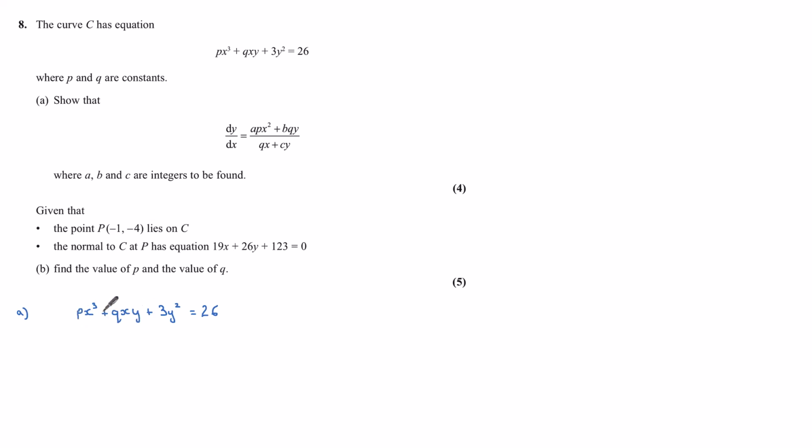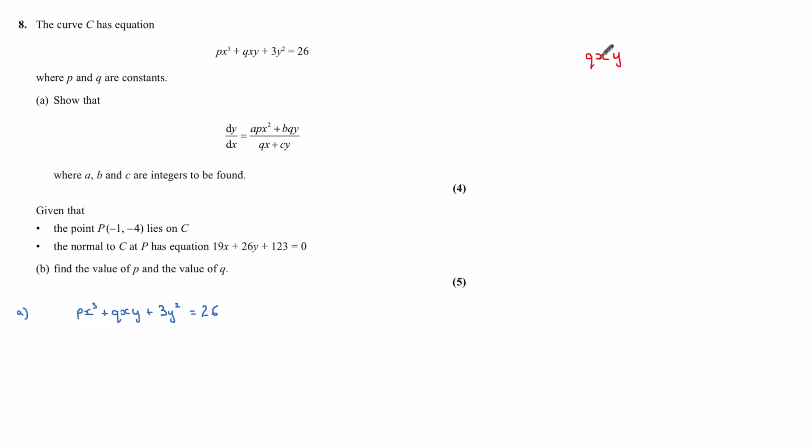The middle term here is in terms of x and y, so we'll need to use the product rule to differentiate this. And when you're differentiating y with respect to x, we're using the chain rule, so we differentiate with respect to y and then multiply by dy by dx. So let's have a little look at this middle term here, which we're going to use the product rule for.